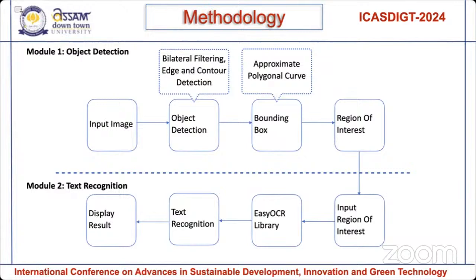After finding the region of interest, we'll use the EasyOCR library, that is optical character recognition. Using this library, we'll be able to extract the letters and the numbers from the number plate present on the vehicle. It could be at the top, at the front, at the back, or on the sides also. The text recognition helps us determine in which language the number plate is written, whether it's English or any regional language or any other language. Finally, the result is displayed: what the number is and which region the number plate belongs to.